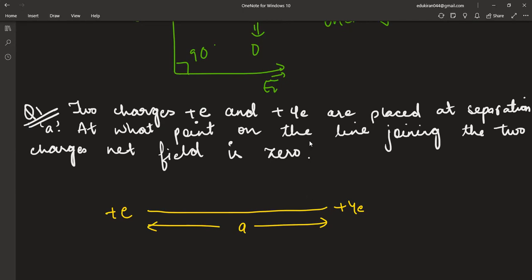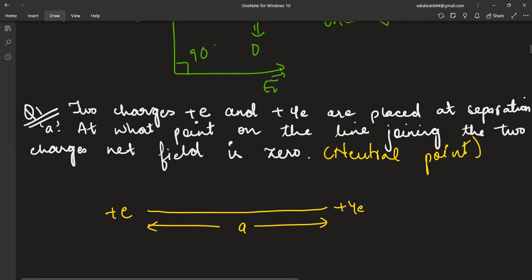What is meant by this? This is the neutral point. The question will not ask you for the neutral point directly. It will give it to you like this only, where the net field is 0. Means neutral point. It means the electric field from both sides will cancel.